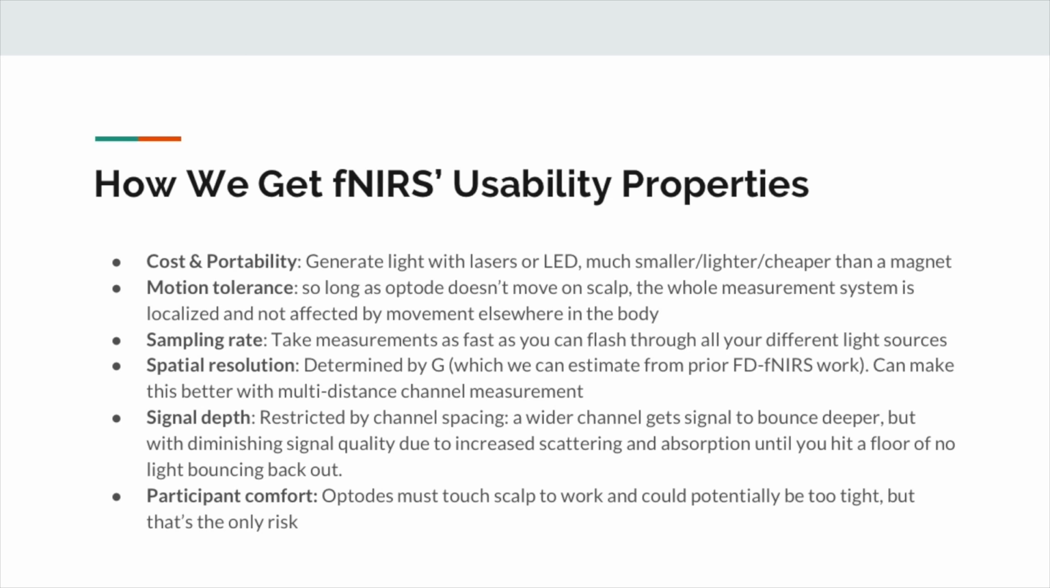And then finally, for participant comfort, optodes must be touching the scalp for all of this system to work, and that can potentially be too tight, but that's the only risk that a participant will experience.